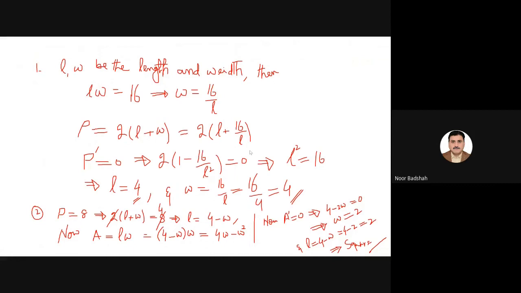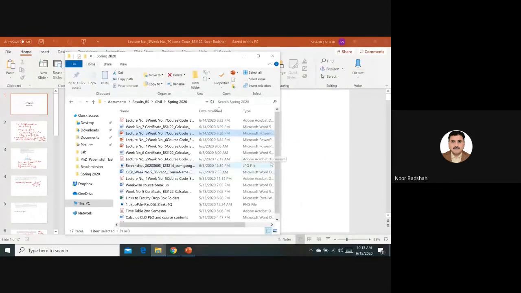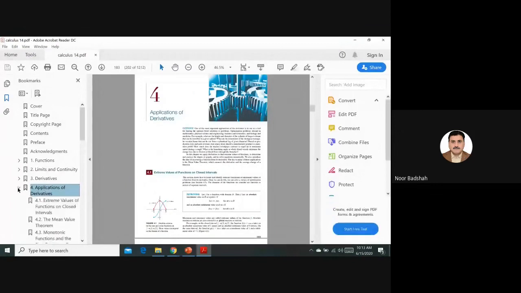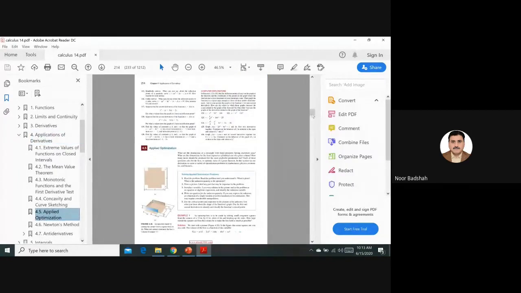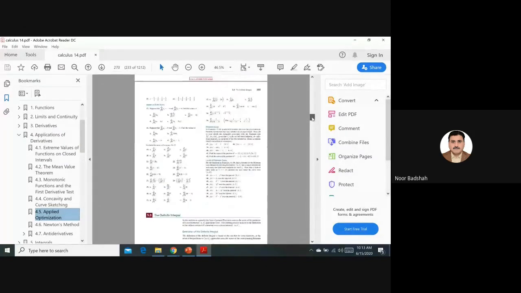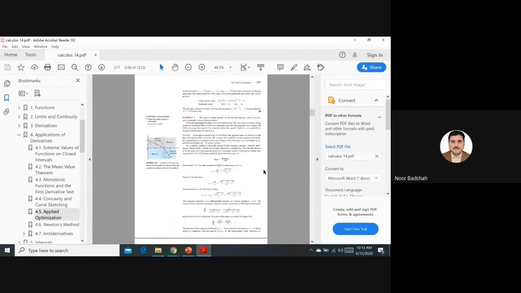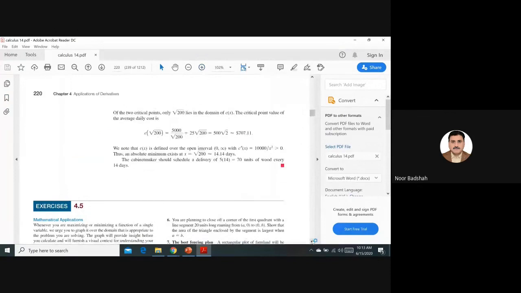It says that we have to maximize the length, sorry, the area. Let me open the book first. I didn't copy the question from there. Yeah, so this is the question. If you see, I'm doing a few questions from here, the rest you will do yourself.